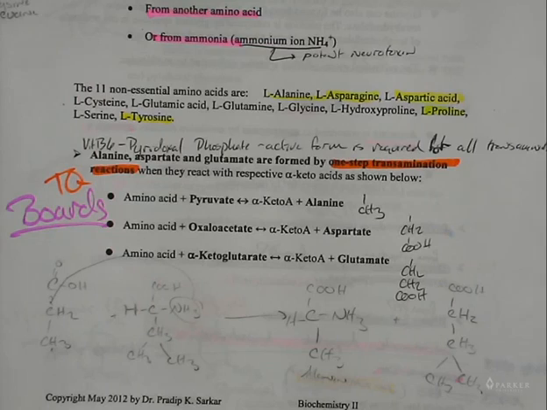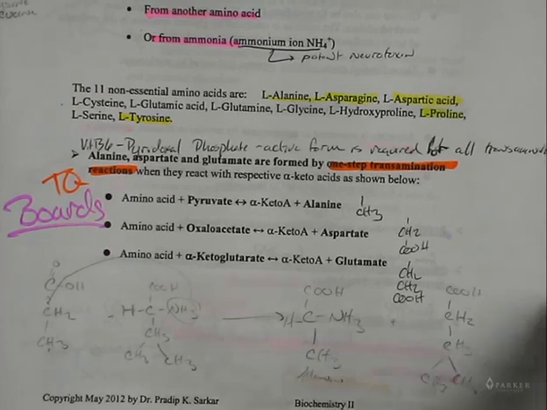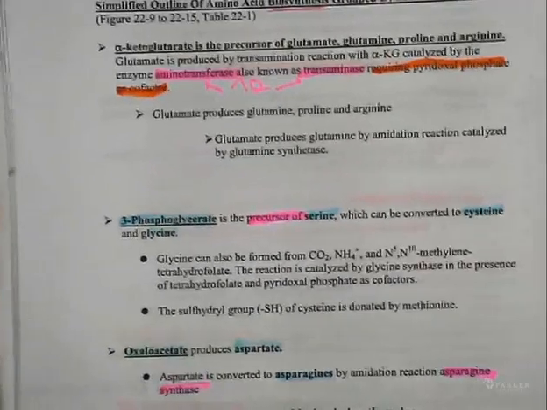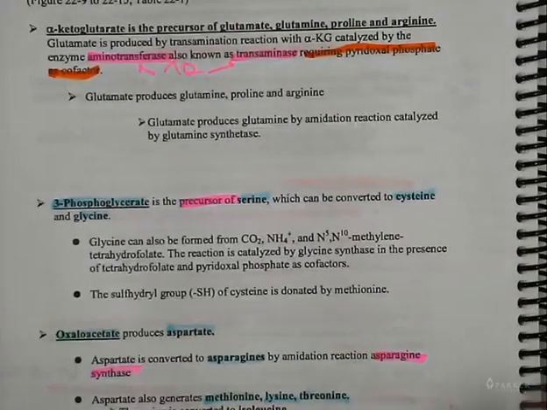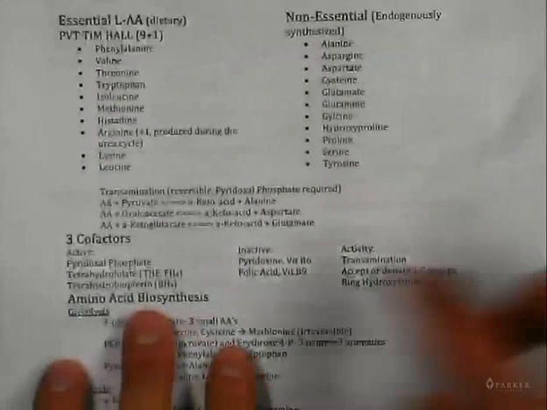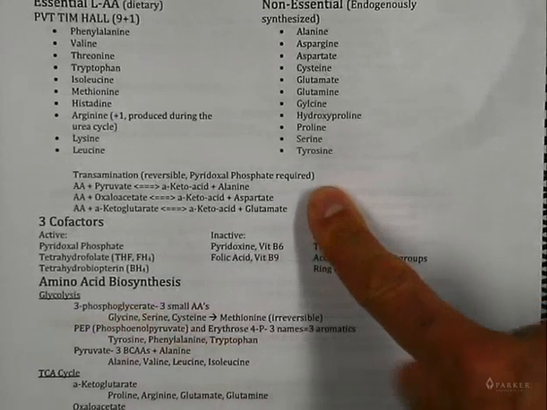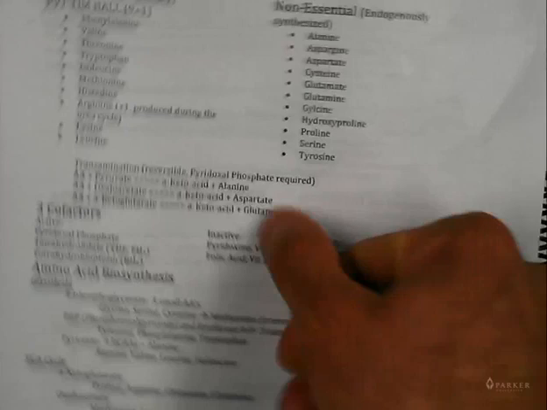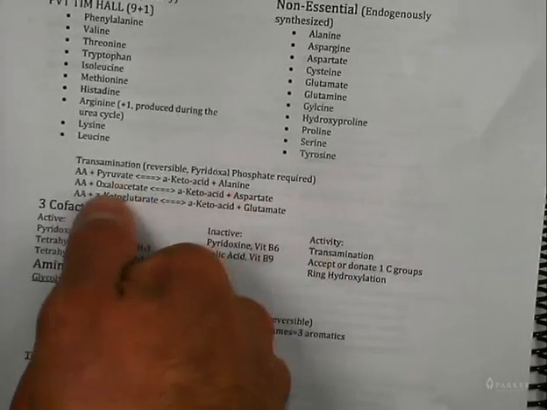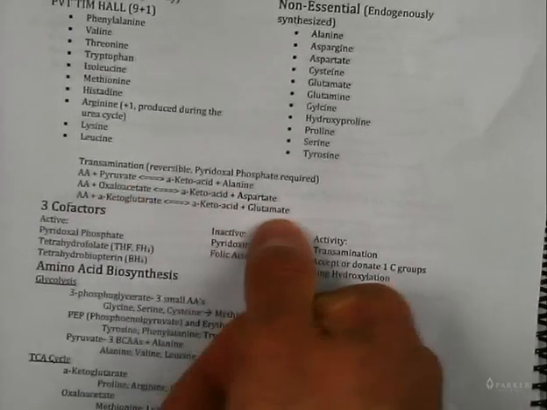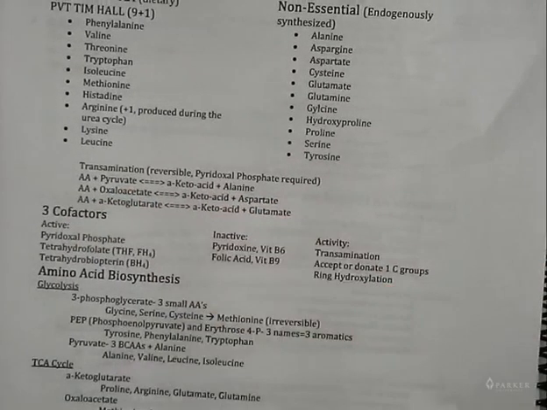So these three amino acids, this is one of the ways they're produced. Pyruvate, oxaloacetate, alpha-ketoglutarate produce alanine, aspartate, glutamate. Don't not study those, please. All right, hang on, I know it's getting long. That's on your little sheets right here. Transamination is reversible. It requires pyridoxal phosphate. Pyruvate to alanine, oxaloacetate to aspartate, alpha-ketoglutarate to glutamate. Cool?